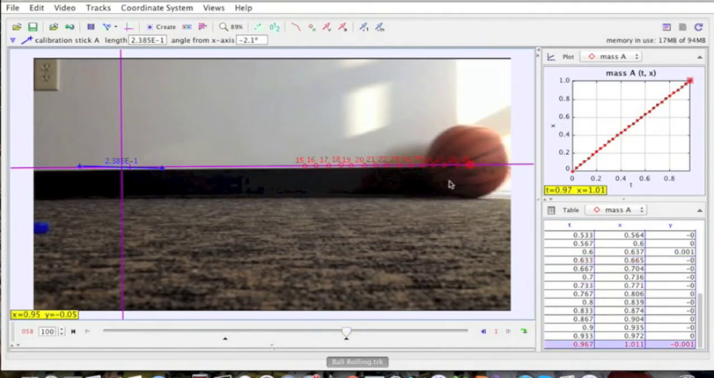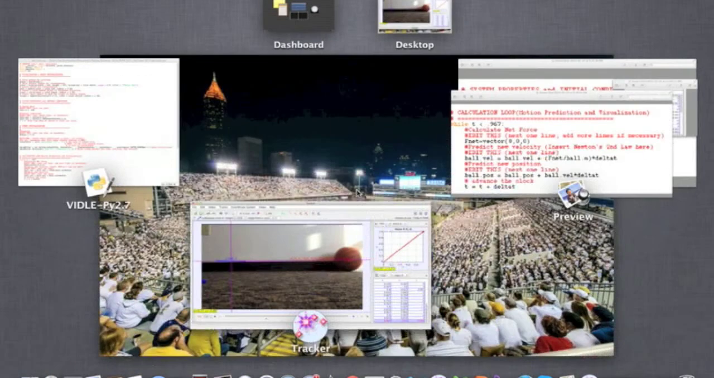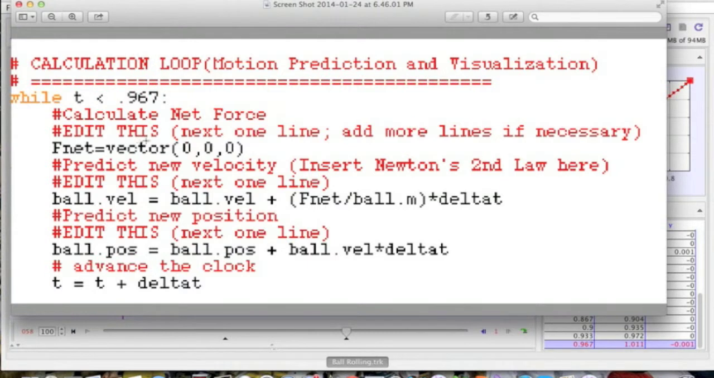Because I'm predicting that the rolling ball has constant velocity, I also made the F net vector equal to 0 right here. And then I inserted the equations to find final velocity and position, which come from Newton's second law: final velocity equals initial velocity plus F net divided by the mass of the ball times delta t. The final position equals initial position plus the velocity of the ball times delta t.